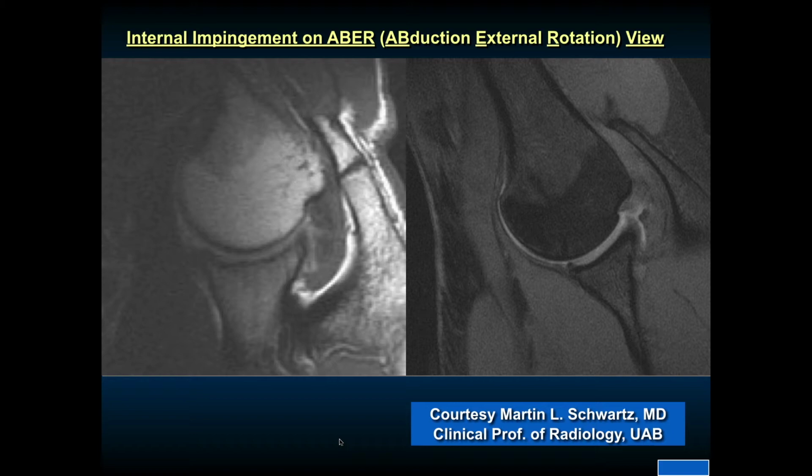This is what internal impingement looks like on the abduction external rotated view. So this is the view, the ABER view, if you will, abducted externally rotated humeral head. And that is the partial rotator cuff tear.